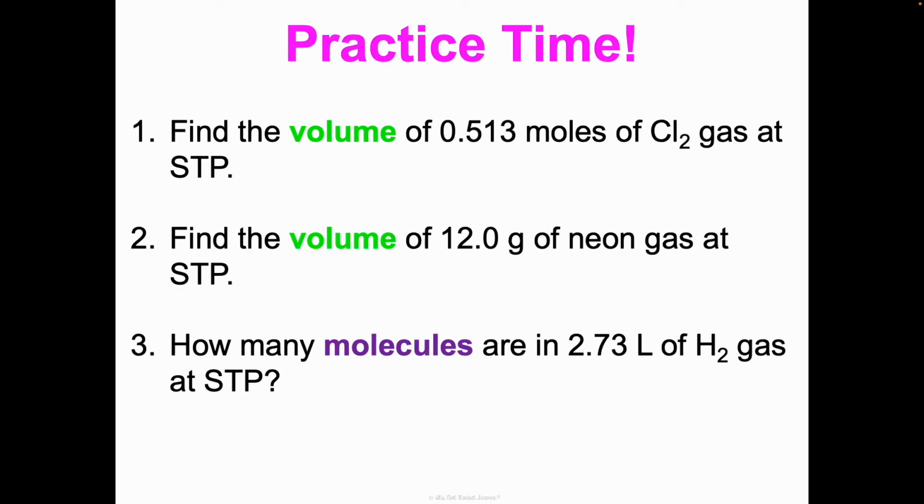Okay, I want you to practice this by yourself. Use your reference sheet so you don't forget. And then we are going to move on and learn a few more things.